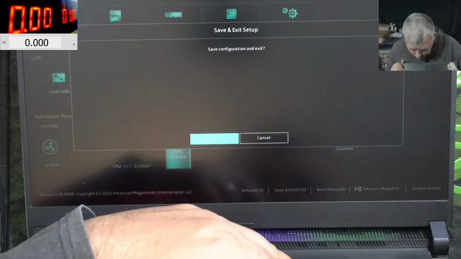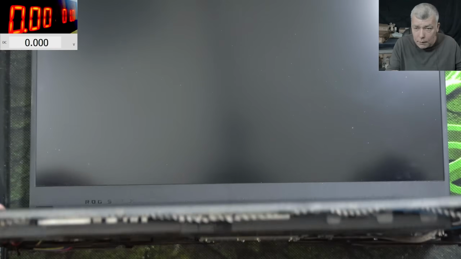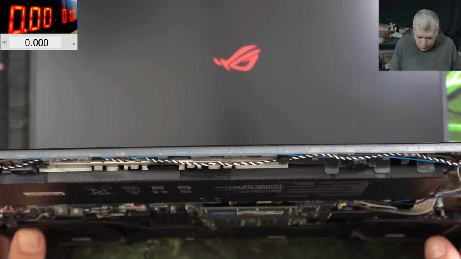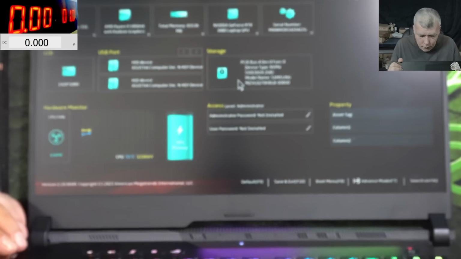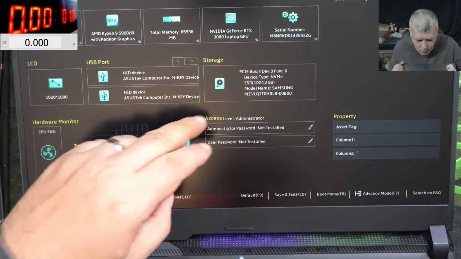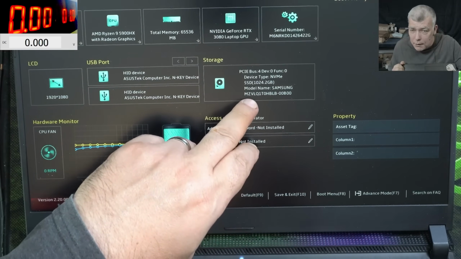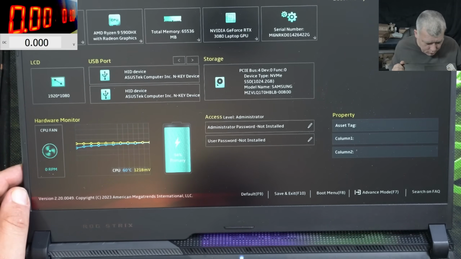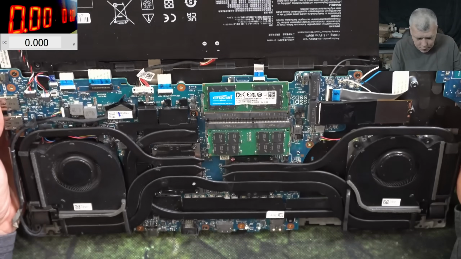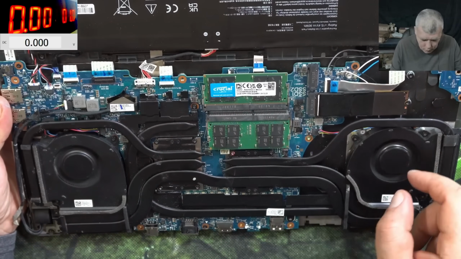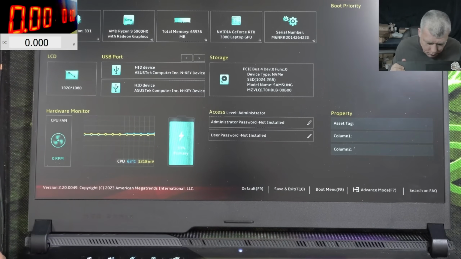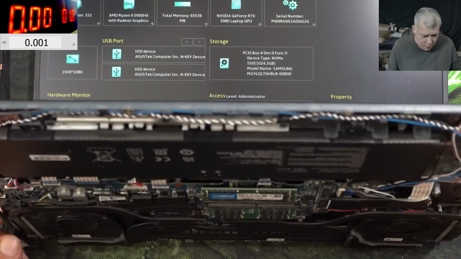F10. Okay, let's see if it's loading Windows. The fans are not spinning anymore, which is good. No, it's not loading Windows. The SSD is detected, but it looks like there's no Windows on it. CPU fan spinning. Actually, no, it's not spinning. Why is it saying it's spinning? Oh, 0 RPM. Okay. Well, I'm assuming the laptop is fixed, yeah?